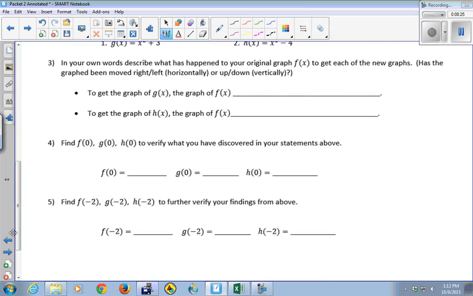All right, so in our own words, we want to describe what happened to the original graph f, which was just plain old x squared, to get each of the new graphs. Has the graph been moved left or right, horizontally, or up and down, which is vertically? So to get the graph of g, the graph of f, you already told me, moved up 3 units. I just moved the whole graph up. Okay. To get the graph of h, we moved the whole graph of f down 4 units.